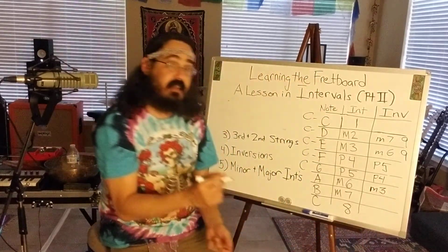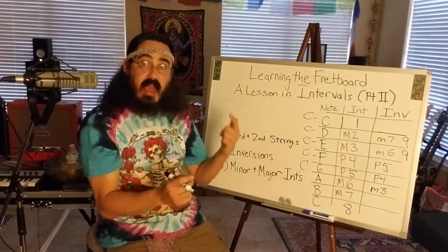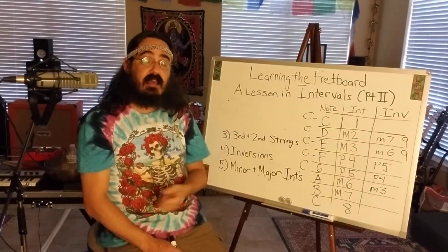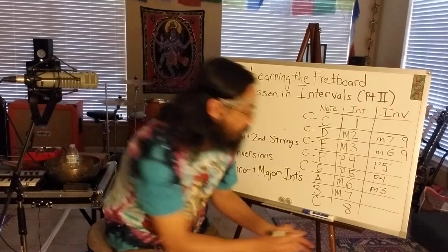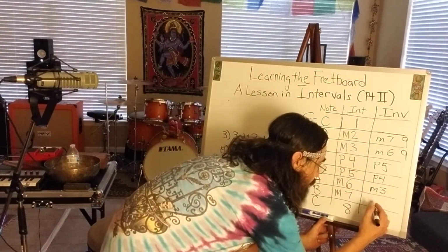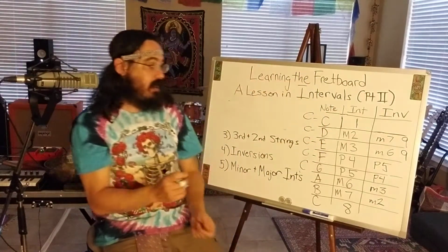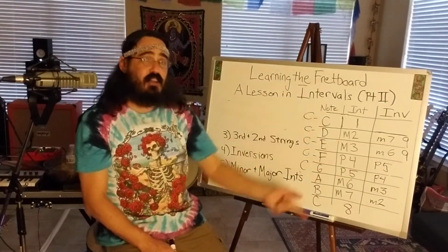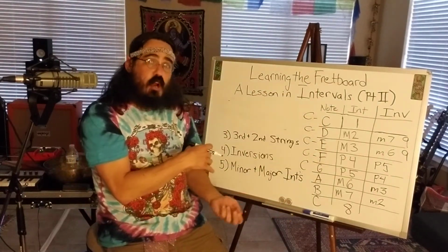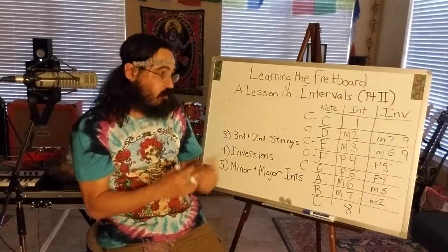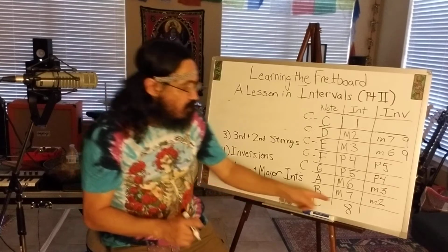Inversion of a major sixth interval, so like C to A, that is a major sixth, but from A to C is a minor third. Major 7, the inversion of that is a minor second. All right. So if you know the interval, you know its inversion if you can subtract from 9, or just add 2 numbers and get to 9.